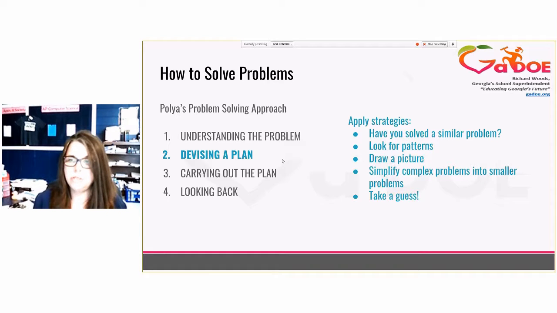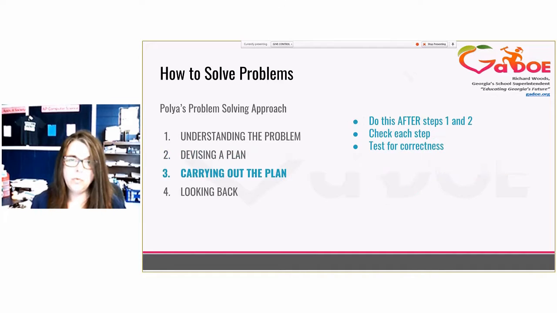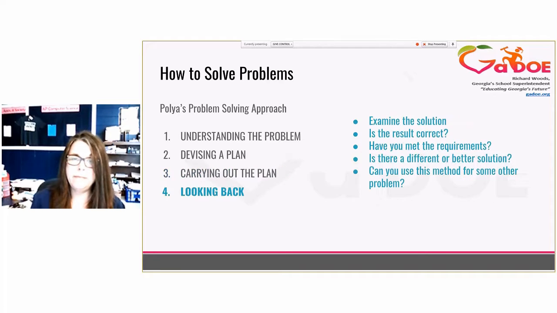If you don't know how to solve something, just use your best judgment. Okay, once you have a plan and you can have some kind of proof, now you want to carry it out. So apply the plan that you've created. See if it works, if you get the correct answer, and then once you have, look at your solution. Is it the correct solution? Did you meet the requirements of the problem or the project?